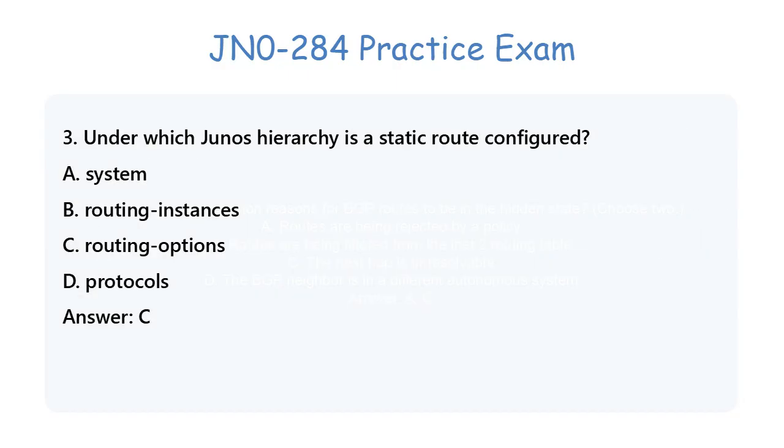3. Under which Junos hierarchy is a static route configured? A. System. B. Routing instances. C. Routing options. D. Protocols. Answer: C.